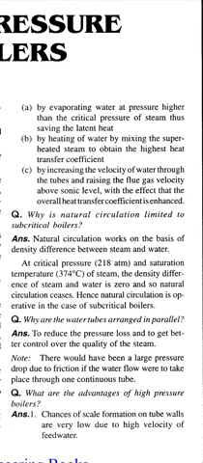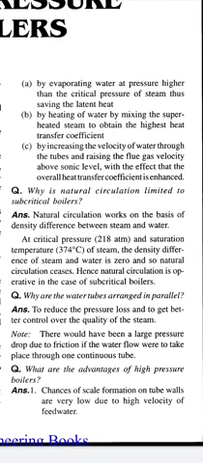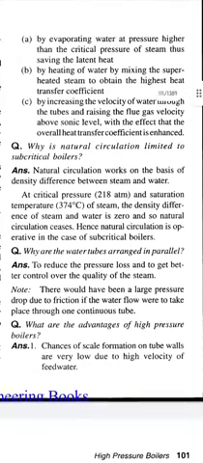Question: why is natural circulation limited to subcritical boilers? Answer: natural circulation works on the basis of density difference between steam and water. At critical pressure, 218 atmosphere pressure, and saturation temperature 374 degrees Celsius of steam, the density difference of steam and water is zero and natural circulation ceases. Hence, natural circulation is operative in the case of subcritical boilers.